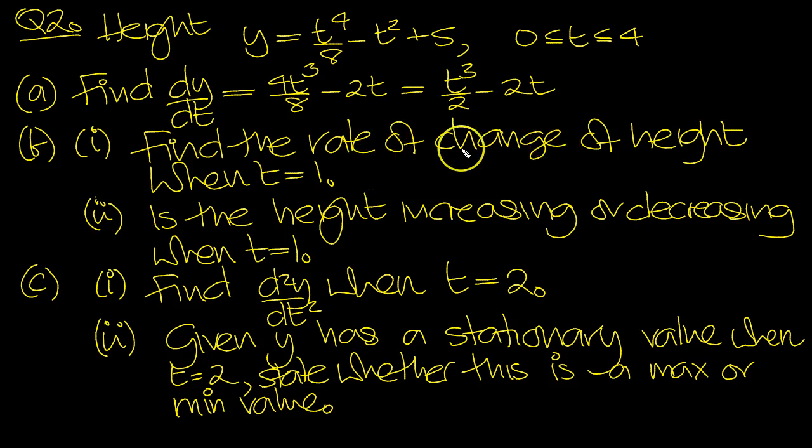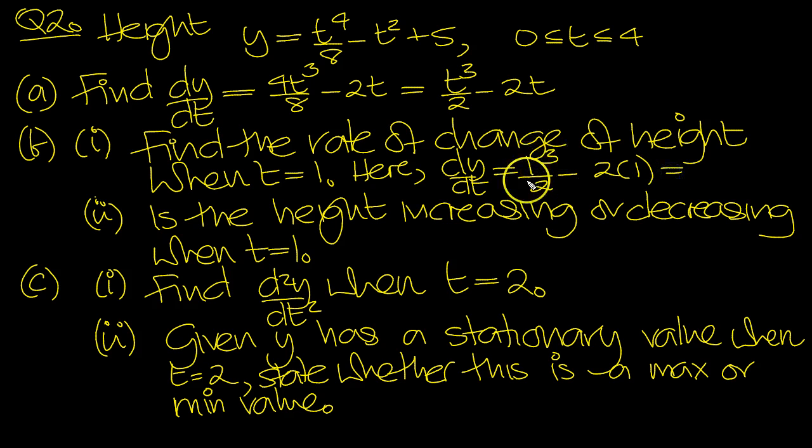Find the rate of change of height when t equals 1. So I'll squeeze it in here if that's okay. So dy/dt, when t is 1, is 1 cubed over 2 minus 2 times 1, which is a half minus 2, which is minus 1.5, or minus 3 over 2. The change in height in meters per second. The change in height is minus.